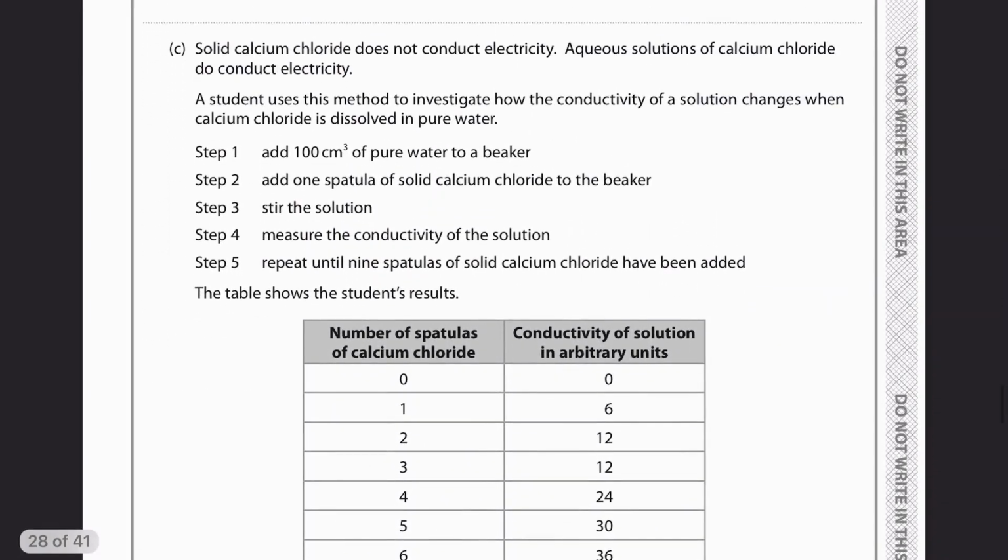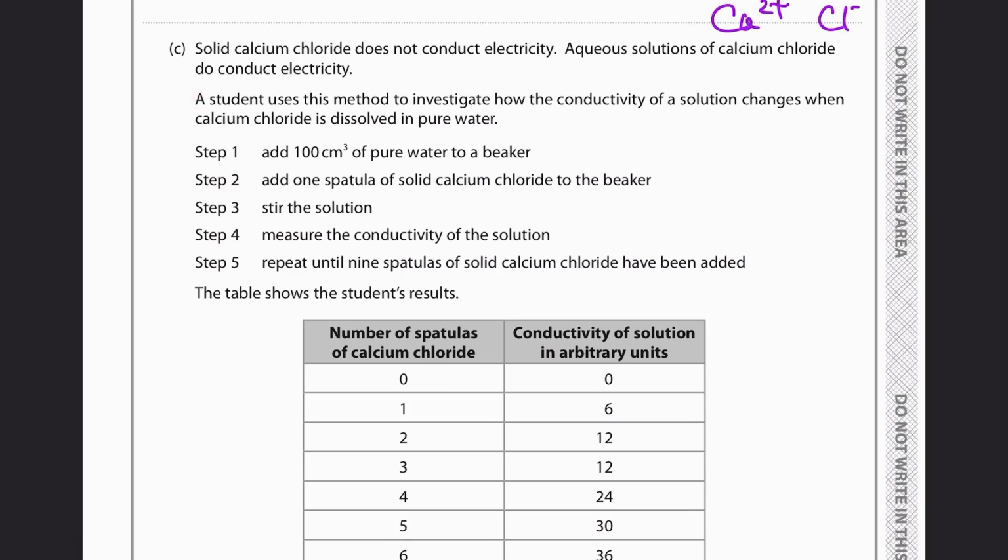Okay, part C. Solid calcium chloride does not conduct electricity. Aqueous solutions of calcium chloride do conduct electricity. And that's an important point I hope you know, because why doesn't it conduct when it's solid? Because the calcium chloride ions are not mobile, because it's a solid. They're fixed in place and vibrating on the spot, so they cannot carry a current. That's why it does not conduct electricity. But if you dissolve it in water, so it's now aqueous, it can now swim around. The calcium 2+ and the chloride 1- can now swim around and therefore conduct electricity.